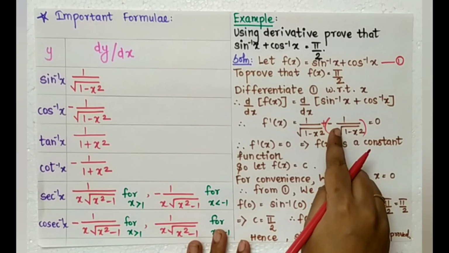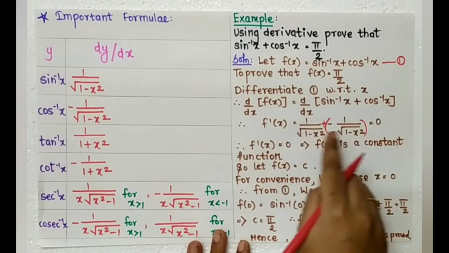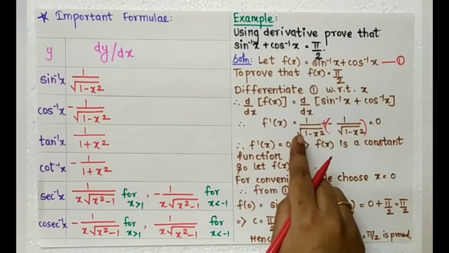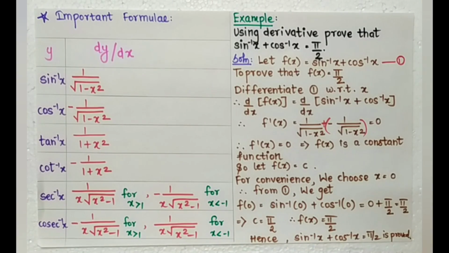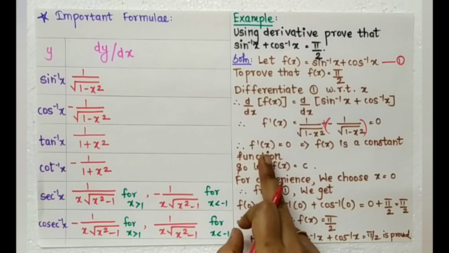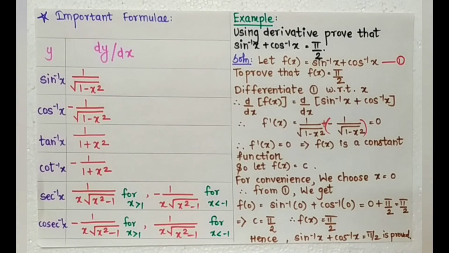So whenever plus is multiplied with minus, it gives you minus. So the resultant value is 0. This is positive, this one is negative. So this becomes 0. Therefore, f dash x equal to 0. That is, your derivative is 0. So in basics of differentiation, we studied that the derivative becomes 0 only if your function is constant. That is, your function is considered as c, any constant. So we can easily say that f of x is a constant function.